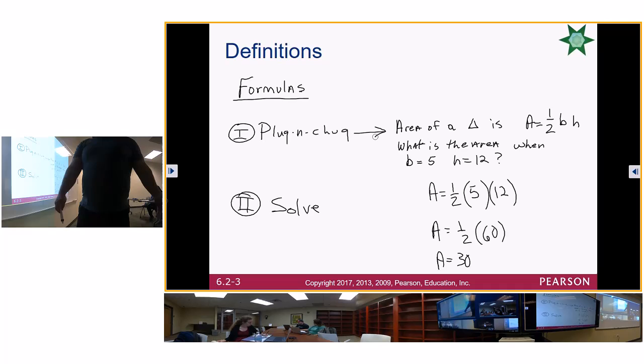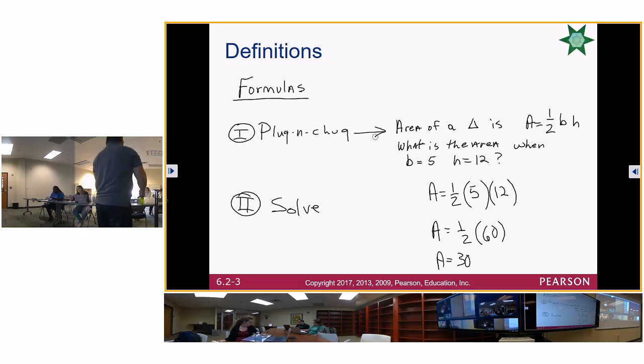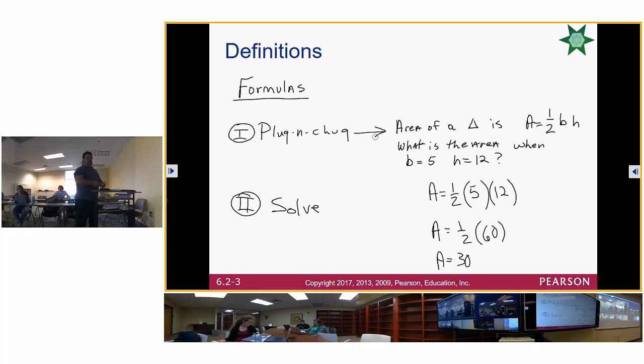Now most of you know how to do a plug and chug because you've done them since what? 7th, 8th grade? Okay, especially in a science class. Plug the numbers in, get an answer. So most of you know that, right? I hope you do. Then what's the second one? The second one is where you solve for a variable. Meaning that you're going to have to use your algebra to solve for a variable.